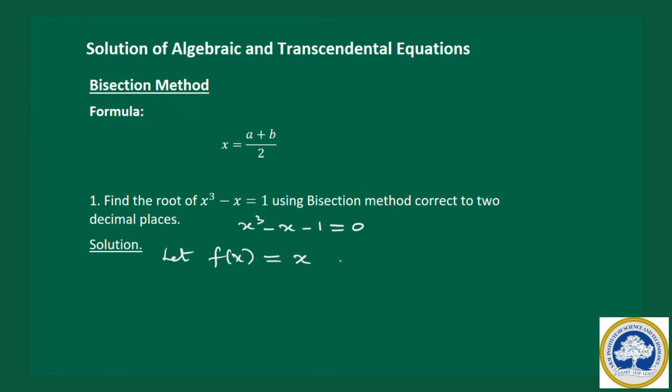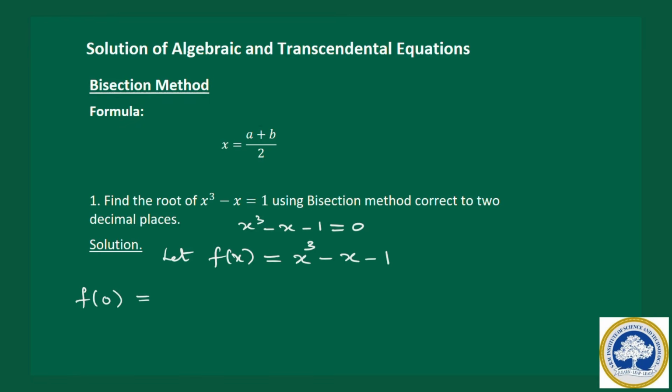Now the left hand side part should be considered as f of x. So f of x is equal to x cube minus x minus 1. Likewise, always the equation should be equal to 0. So make it equal to 0 and then take everything towards the left side as f of x. Now let us find the range where the root lies, starting from 0.